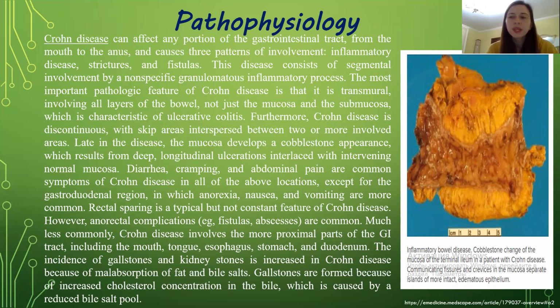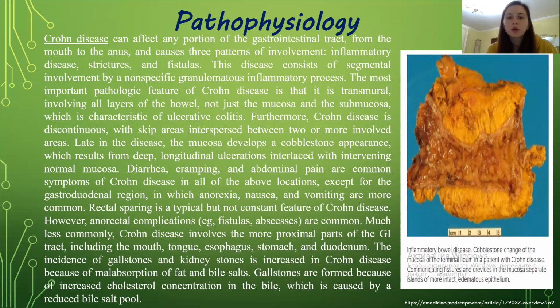Diarrhea, cramps, and abdominal pain are common symptoms of Crohn disease in all the above locations, except for the gastroduodenal region, in which anorexia, nausea, and vomiting are more common. Rectal sparing is a typical but non-constant feature of Crohn disease. However, perianal complications are common.